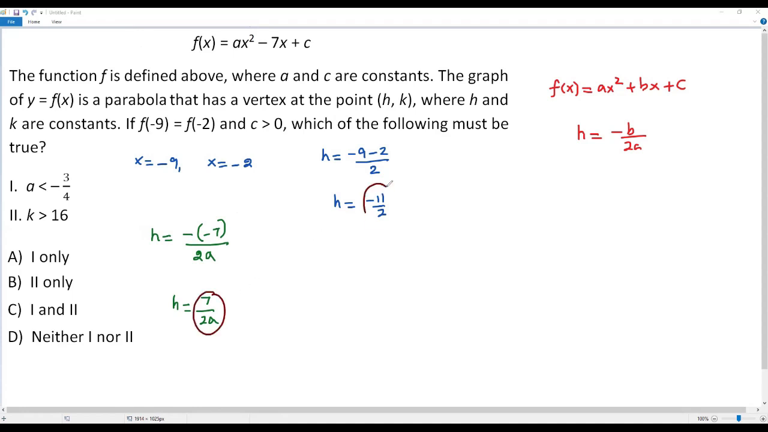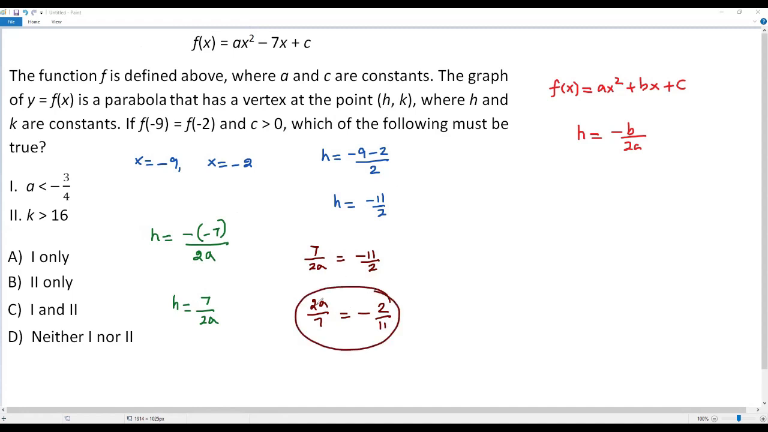Already we have the x coordinate of the vertex, so we can equate them. That is 7 over 2a equals negative 11 over 2. Now let's take the reciprocal on both sides. Then I'm getting 2a over 7 equals negative 2 over 11.